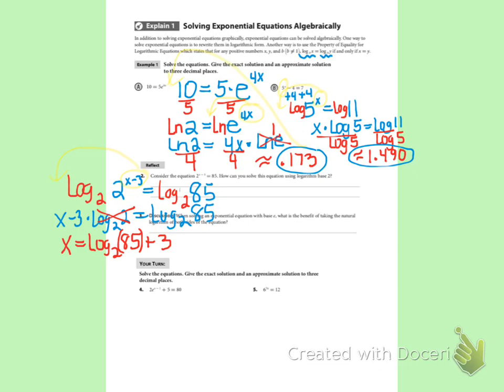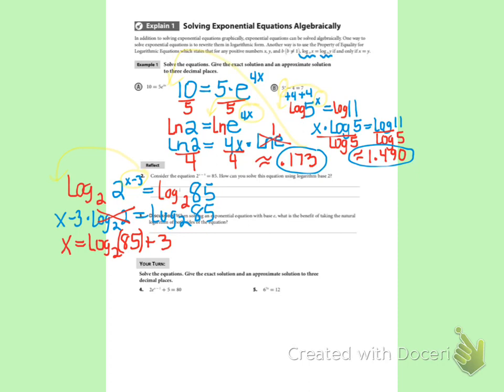And so it probably in the first place was just as easy to use the common log of both sides instead. And this is still doable, but you would still have to use your calculator. So in the long run, it really didn't benefit to choose anything other than the common log, or in the case of when the base is e, to use the natural log.